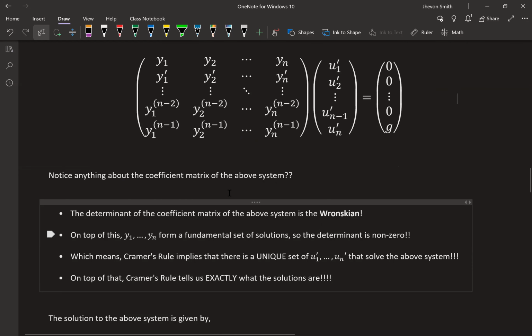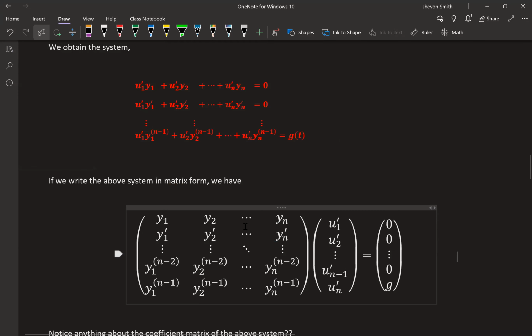Now, notice anything about the coefficient matrix of this system? What does this matrix remind you of, the coefficient matrix? For anyone who is paying attention. So remember, more class participation today. I'm not going to be talking the whole time, just to set things up. But I want you guys to actually chime in.